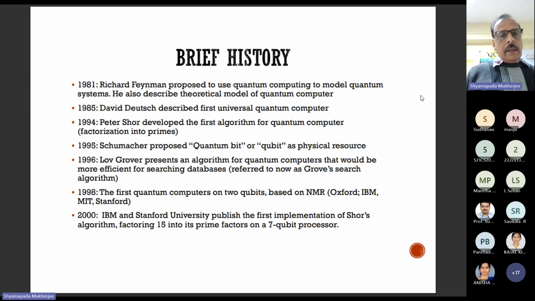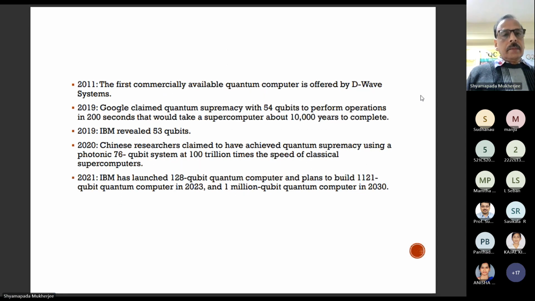Then 1998, the first quantum computer. In 2001, IBM and Stanford University published a 7 qubit processor. Then in 2011, the first commercially available quantum computer was developed by D-Wave Systems. Then IonQ is a hardware company which also produces quantum computers. Now for 2020 and 21, I have given some history. Please go through this one.